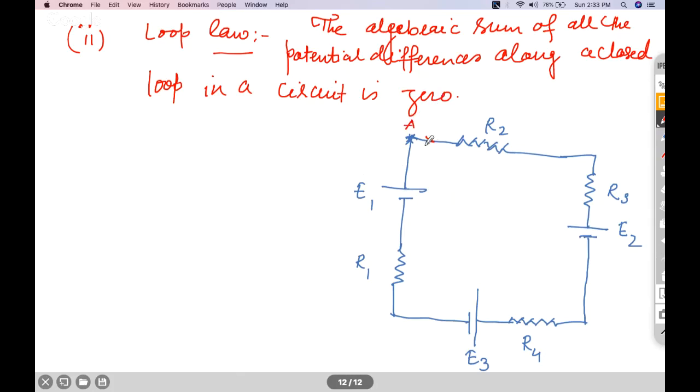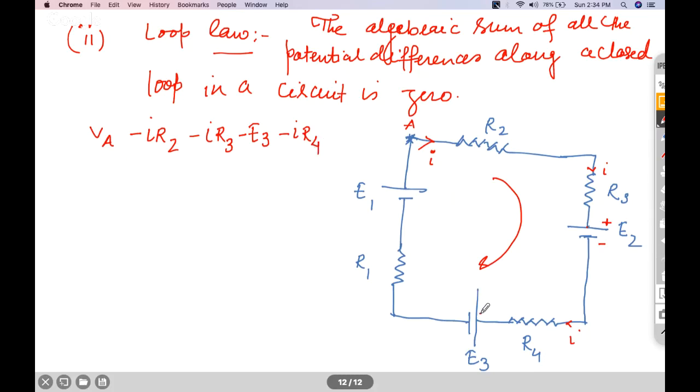So suppose the current is flowing in this direction and I'm moving in this direction. So VA, I start from here. The potential difference would be what? If I'm going in the direction of current here, it will be minus IR2. Then again current is here, so I will write it here as minus IR3. Now I'm going from positive of a battery to negative of a battery, so potential will decrease, so minus E3. Then again I'm going in the direction of current, so minus IR4.